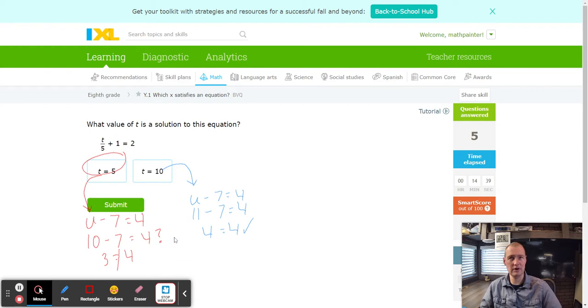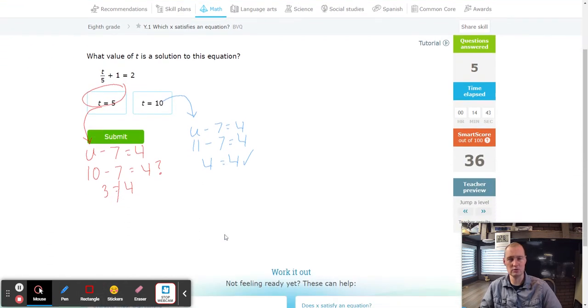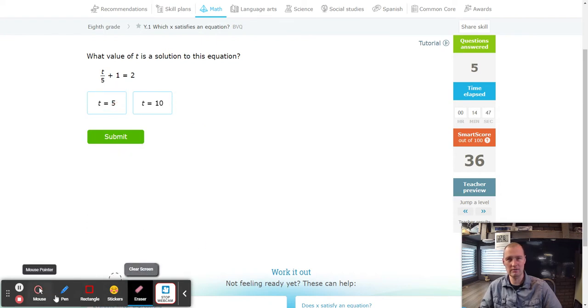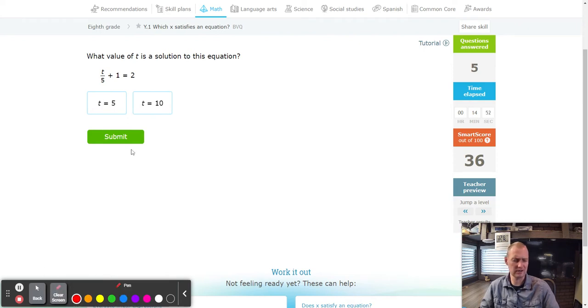All right, we're doing a great job so far. Okay, now we got a fraction. Ooh. But you know what? It's still the same thing. So what we're going to do is rewrite it to make this a little bit easier because fractions tend to confuse people. So we're going to do this. Let's call it T divide 5. So one more time, we're going to do T divide 5 plus 1 equals 2. And that's going to make it so much easier.